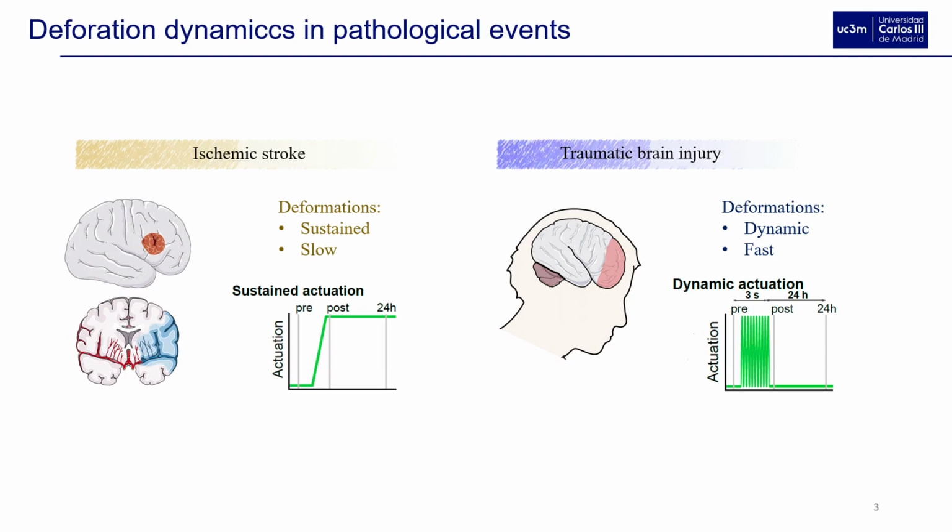If we take a look at the deformation dynamics in pathological events like ischemic stroke or traumatic brain injury, we can see there are fundamental differences. In ischemic stroke, for example, the deformation is sustained and has a slow pace growth. And in the case of traumatic brain injury, the deformation is dynamic, fast, and spiky.